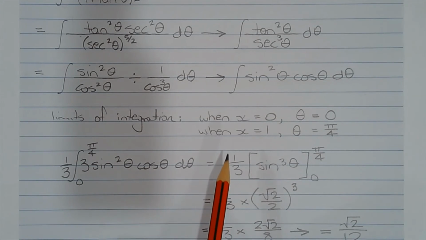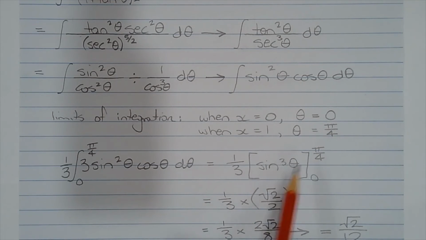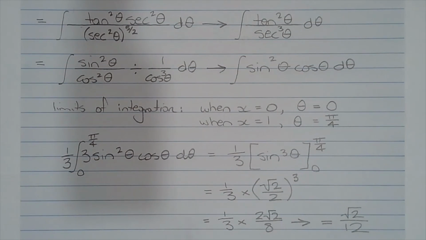And this equals 1/3 multiplied by sine cubed theta from theta equals 0 to pi over 4. And applying the limits of integration, we get 1/3 multiplied by (square root of 2 over 2) to the power of 3. And that equals 1/3 multiplied by 2 root 2 over 8. And that equals the square root of 2 over 12.